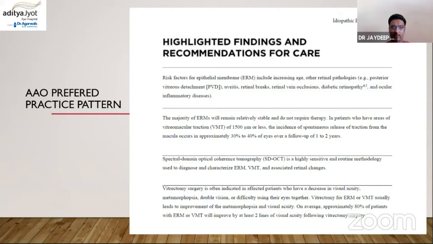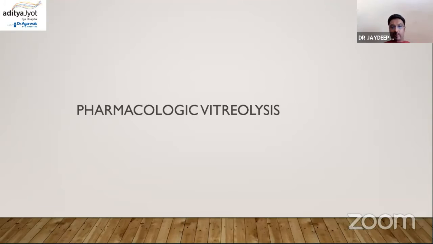The preferred practice pattern of the AAO suggests that when the VMT is less than 1500 microns, you can observe it, because some of them, they say 30 to 40%, can have spontaneous resolution in 1 to 2 years. But if it is more than 1500 microns, you need to intervene. Vitrectomy is the most commonly used modality here, and they have shown at least 2 lines of improvement in most of the patients.